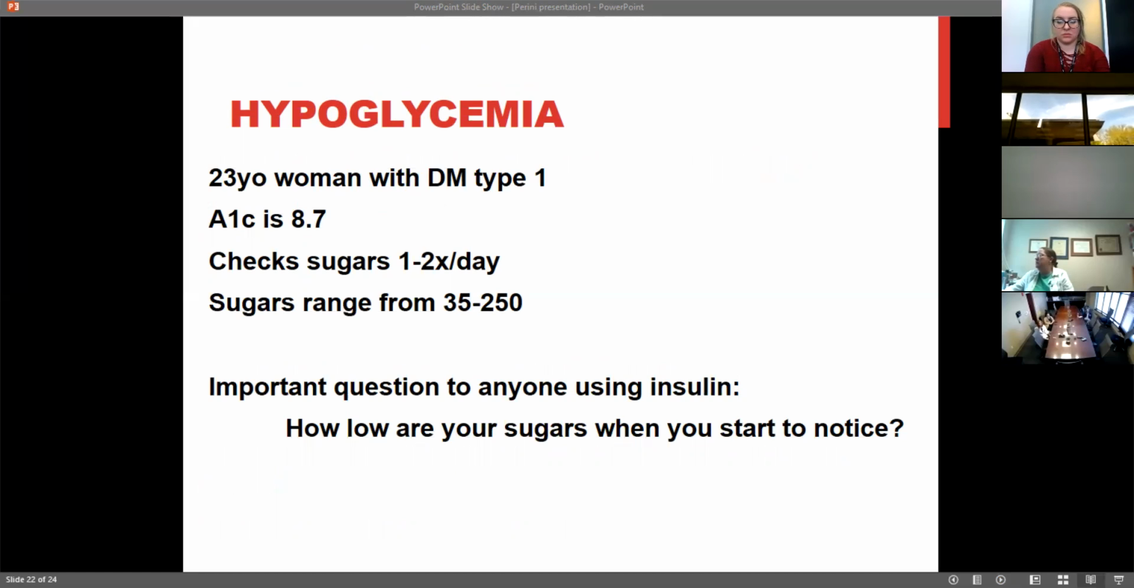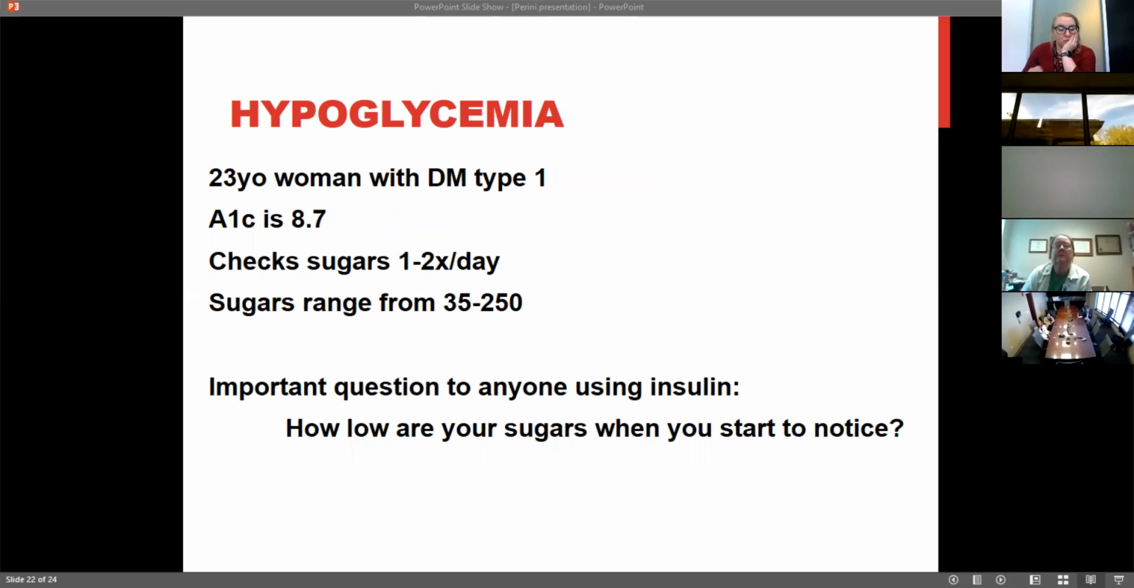Okay. Yeah, this is the last thing. So just a little bit about hypoglycemia. So this is a 23-year-old woman with type 1 whose A1C is 8.7, so above her target. She's only checking her sugars 1 to 2 times a day, and her sugars are ranging anywhere from 35 to 250. So things that we always want to ask our patients who have diabetes, who have ever had a low blood sugar, is not just how low are they going and how often are you having them, but how low do your sugars have to go when you start to notice it.